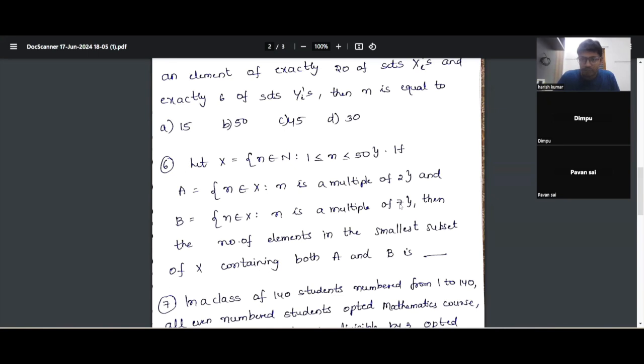Have you completed the sixth problem? Have you tried it? Yes, sir. Did you get the answer? Yes, sir. So what's the answer that you got for the sixth problem? Pawan, what about you? 29, sir, answer.